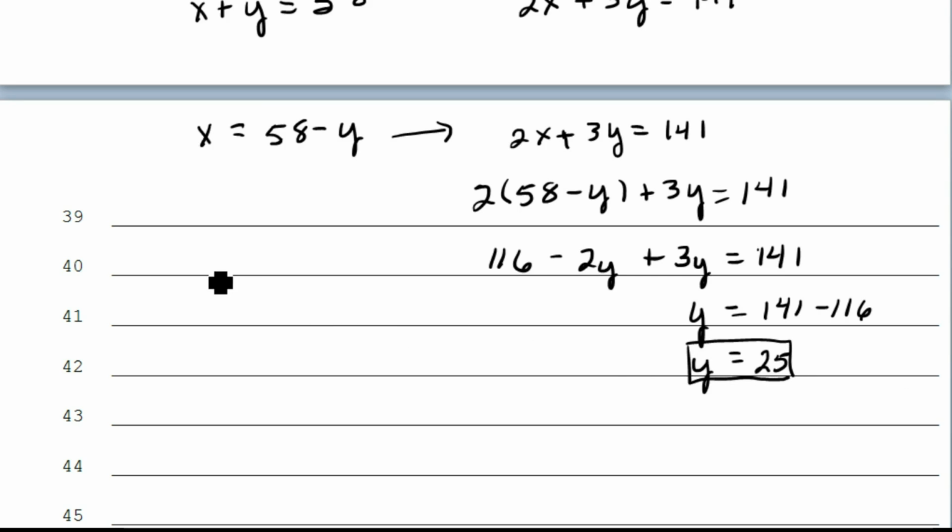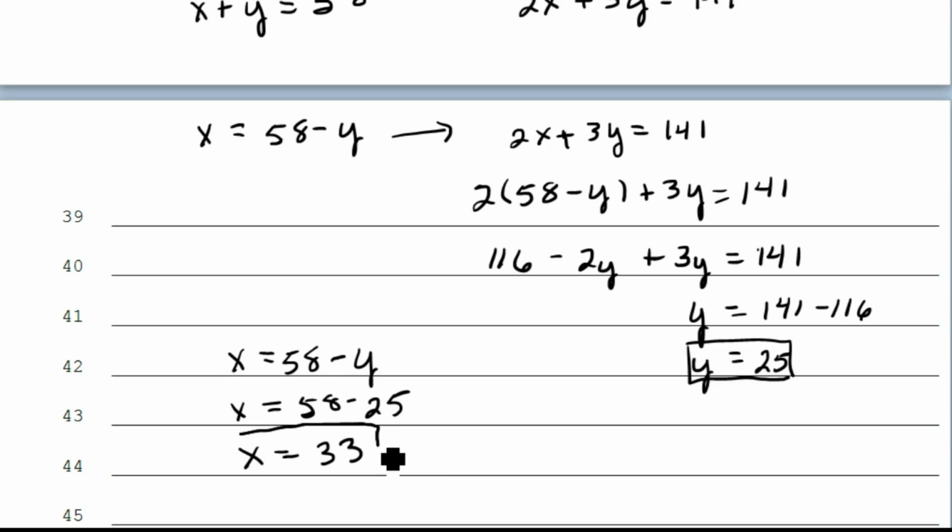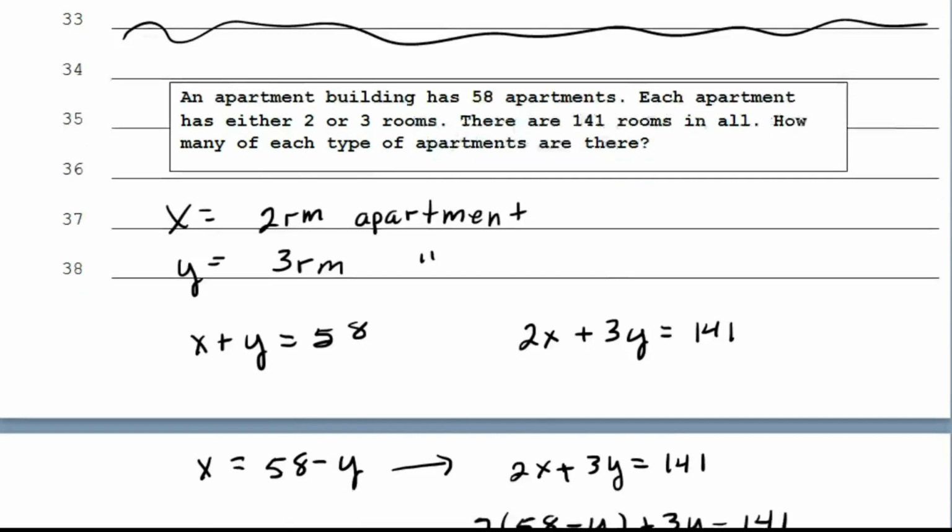And then go back to this simpler one here. We'll have x equals 58 minus y. x equals 58 minus 25. And x will equal 33. So there are 33 2-room apartments and 25 3-room apartments, and they add up to 58, which is what you were given in the first place.